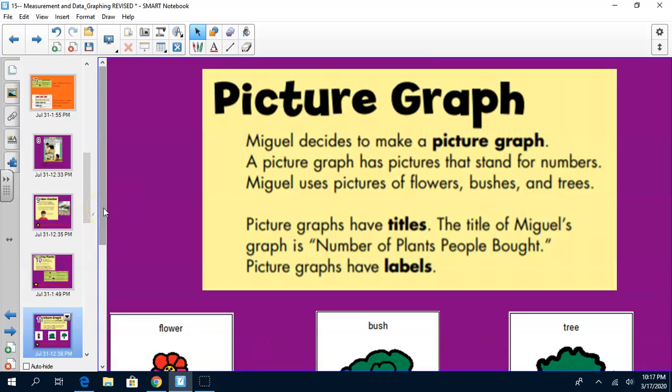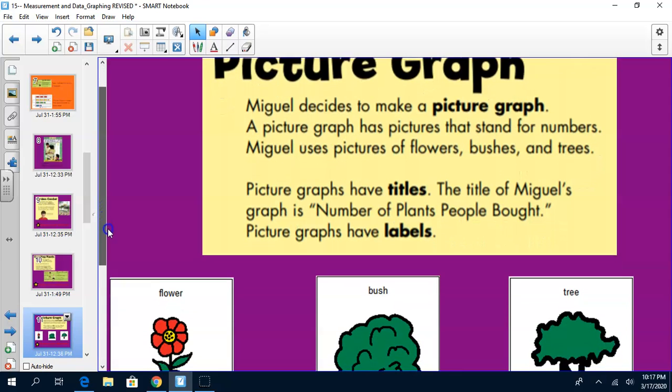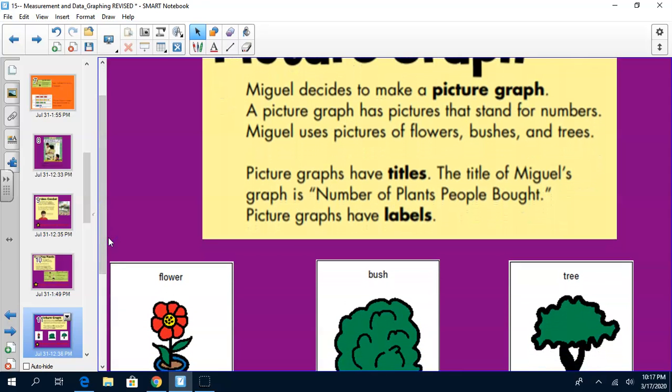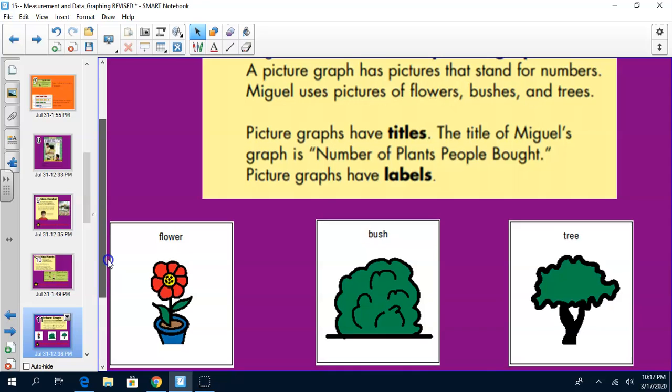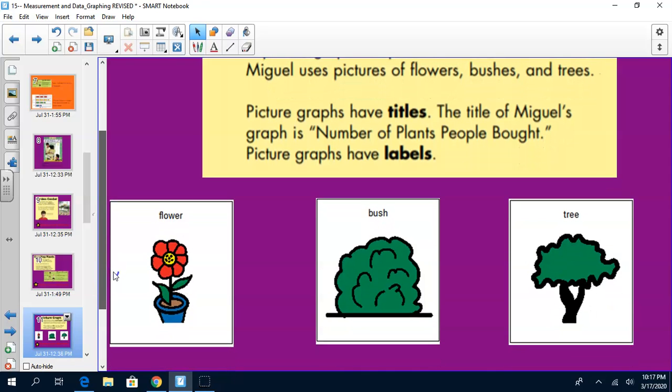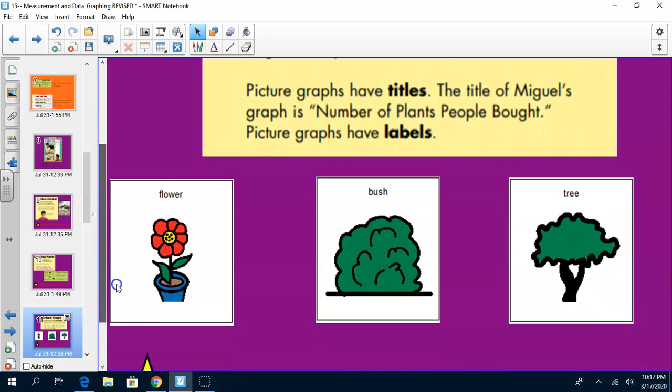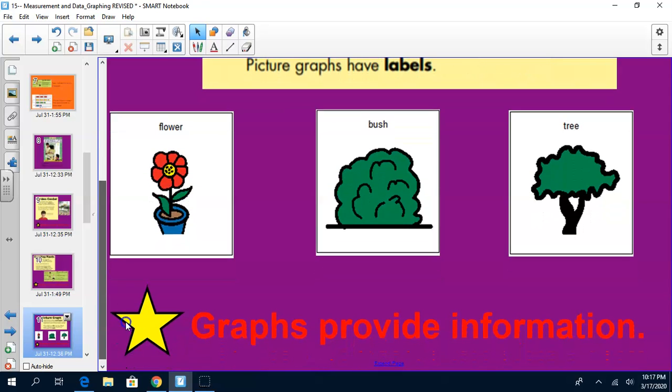Picture graph. Miguel decides to make a picture graph. A picture graph has pictures that stand for numbers. Miguel uses pictures of flowers, bushes, and trees. Picture graphs have titles. The title of Miguel's graph is Number of Plants People Bought. Picture graphs have labels. So we have our picture symbols here. We have a picture of a flower, a bush, and a tree, which represents the information we're talking about in our graphs, because graphs provide information.